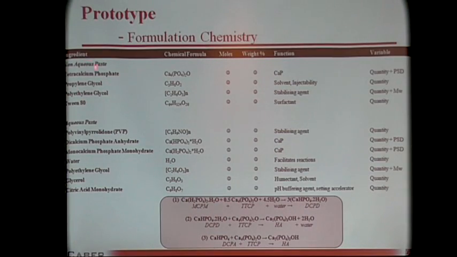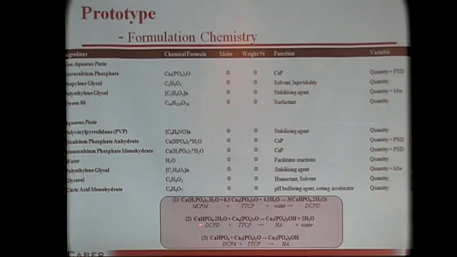So just a quick look at the formulation chemistry involved. We've got our non-aqueous paste components here and our aqueous paste components. Basically, reaction 1 happens first. The monocalcium phosphate monohydrate from the aqueous paste is going to react with tetracalcium phosphate from the non-aqueous paste first of all. This is going to form dicalcium phosphate dihydrate. This DCPD is responsible for the initial hardening of the cement.